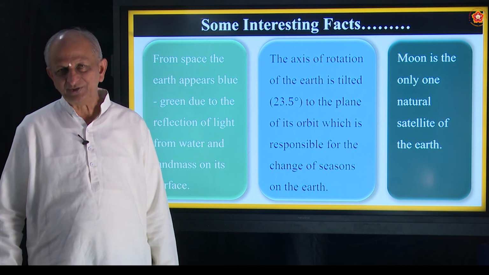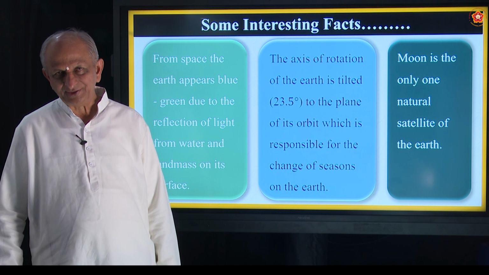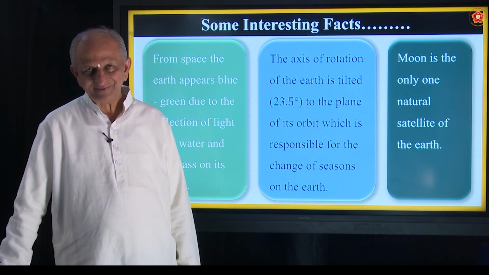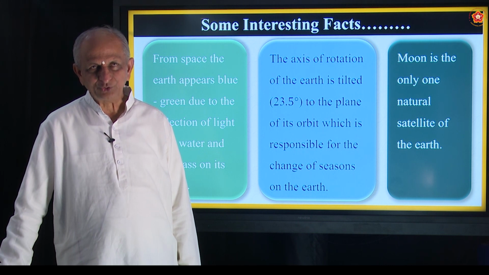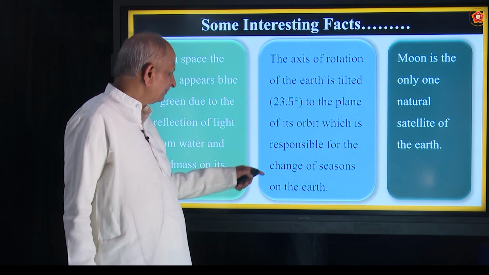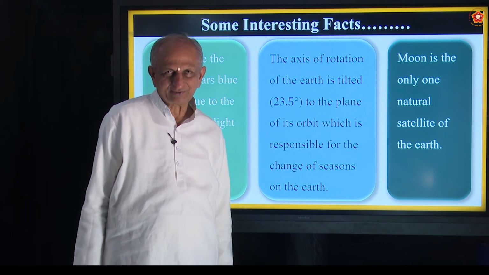Can I name the 4 seasons? Autumn, winter, come on, summer and rainy season. Monsoon, what you call. So there are the 4 seasons. These seasons are possible because of the inclination of the axis of rotation.